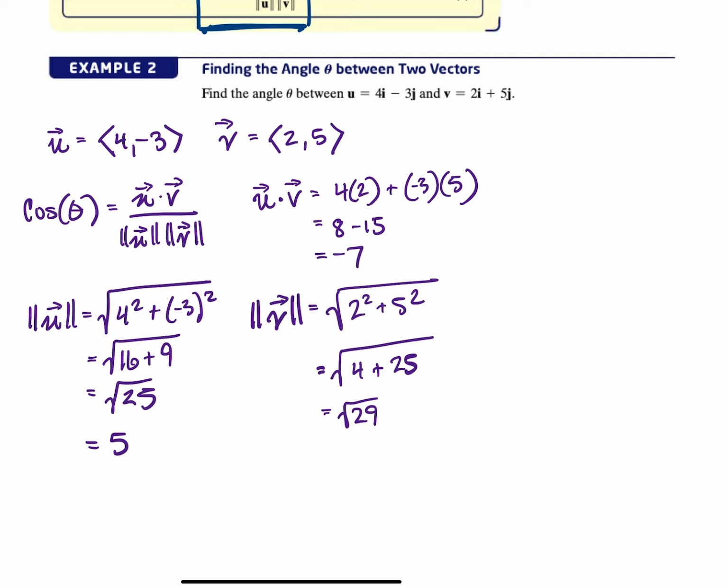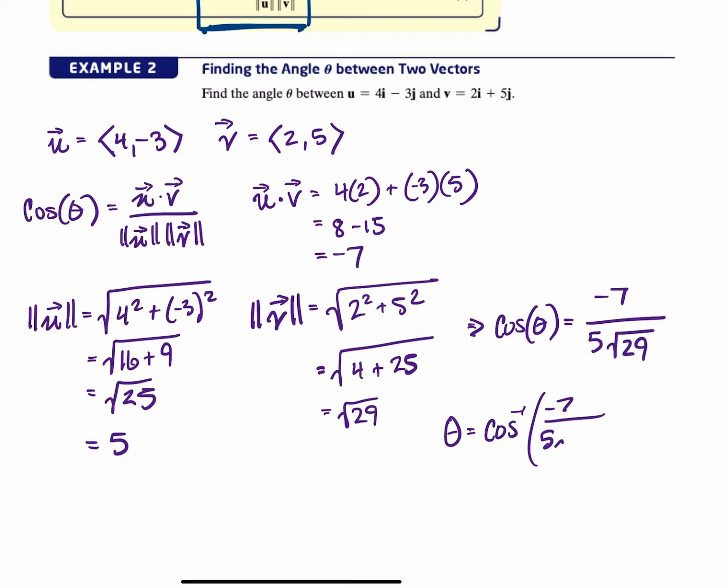So that means we can say the cosine of our angle is equal to the dot product, which was equal to negative 7, over magnitude of u, which is 5, times the magnitude of v, which is root 29. So that means our angle should be the inverse cosine of this value, which if you plug that in, and if you're in degree mode, you should get about 105 degrees.